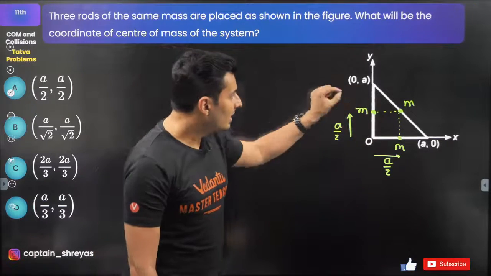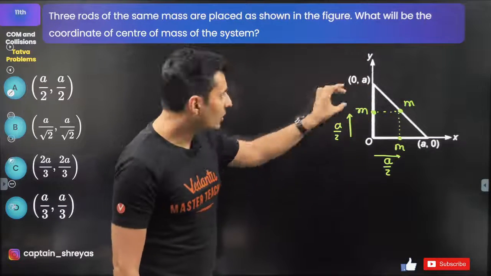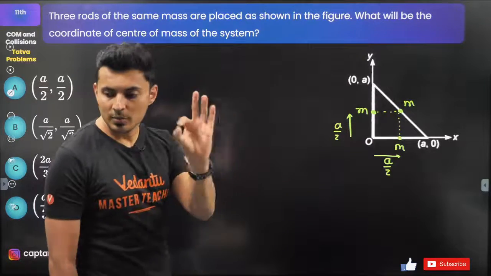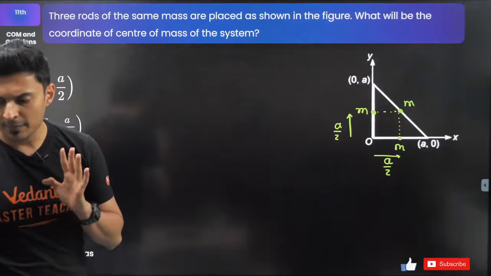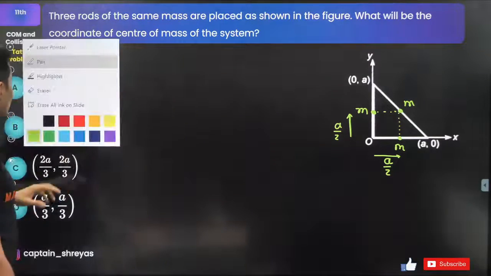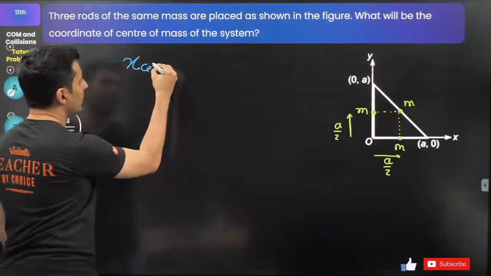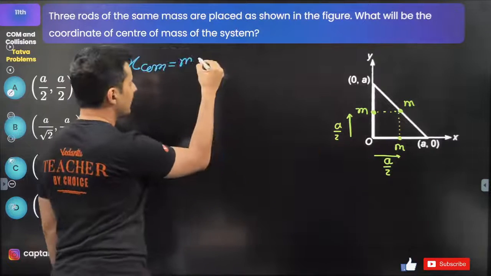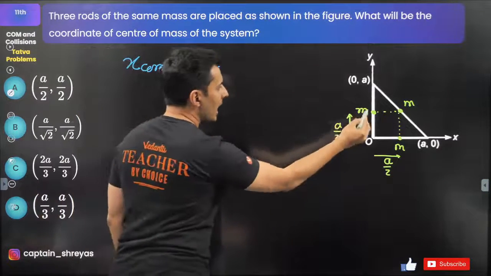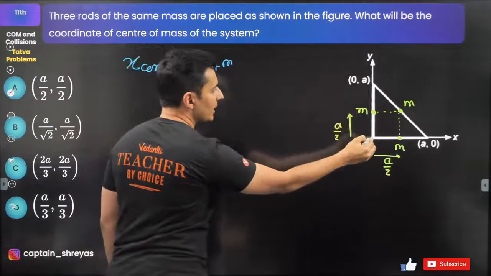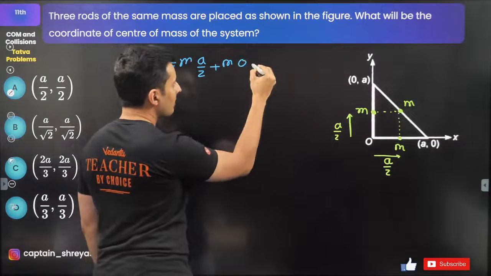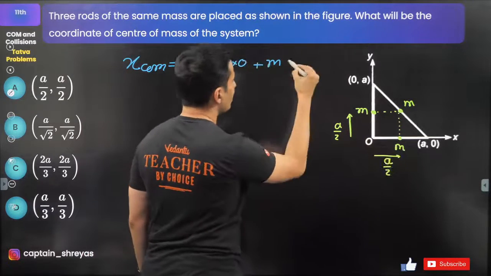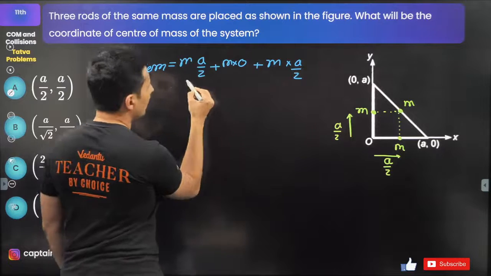What are these masses? These are point particles of the rod. The rod can be assumed here. This rod can be assumed here. This rod also can be assumed here. Is that clear? Okay. Now what you need to do, just use the formula. Let's say the x coordinate of the center of mass will be m1 x1, here it is a by 2, plus m2 into x2, which is 0, plus m3 into x3. x3 is also a by 2, upon the total mass.